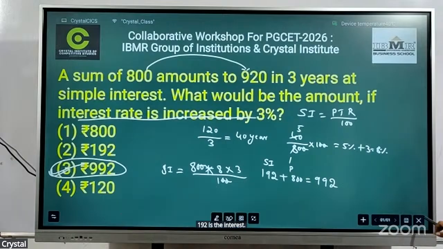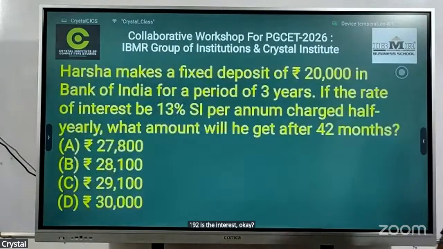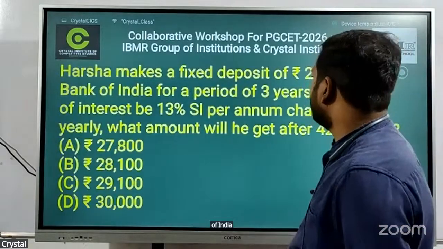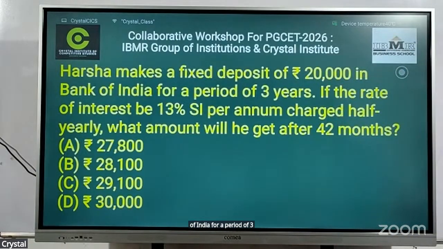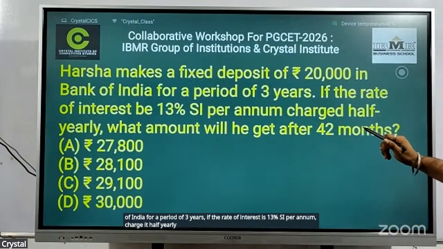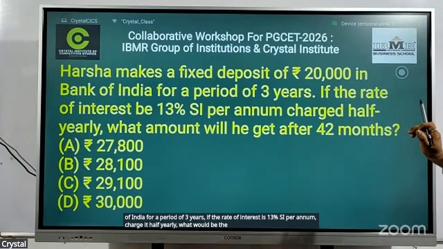Okay. Next question. Harsha makes a fixed deposit of 20,000 in Bank of India for a period of 3 years. If the rate of interest is 13% SI per annum, charged half yearly, what would be the amount after 12 years? Okay.